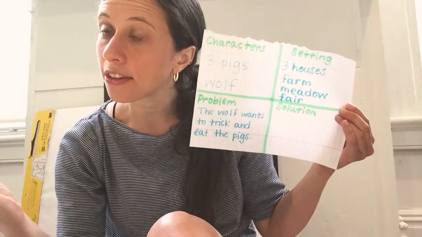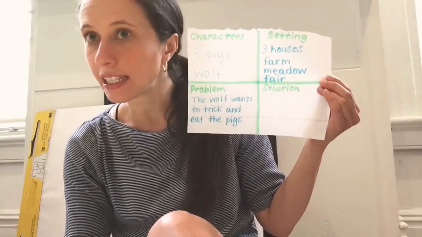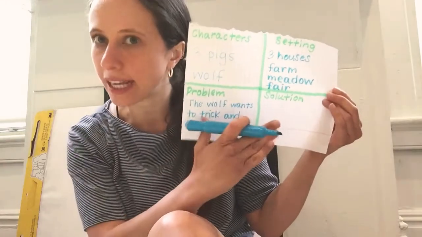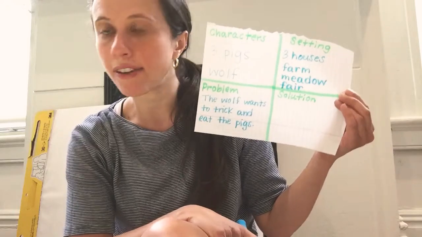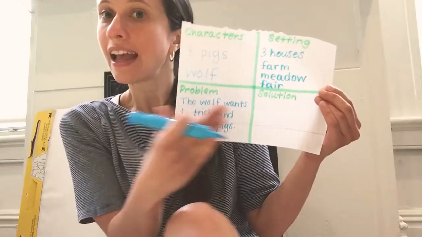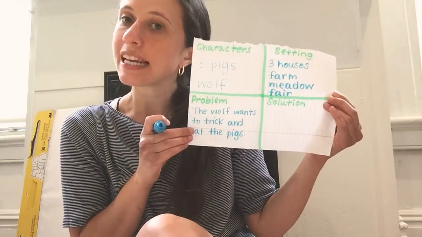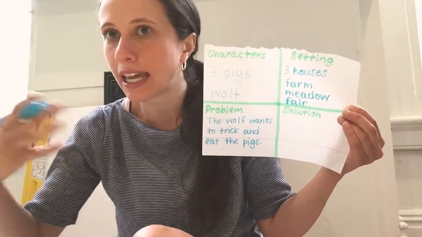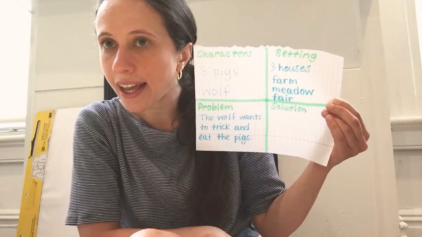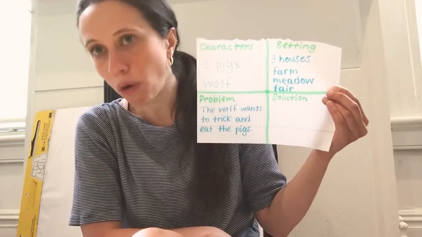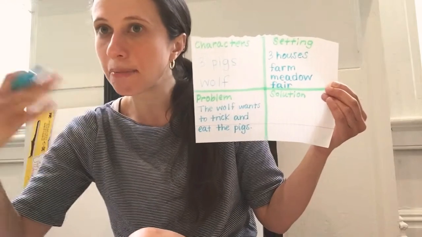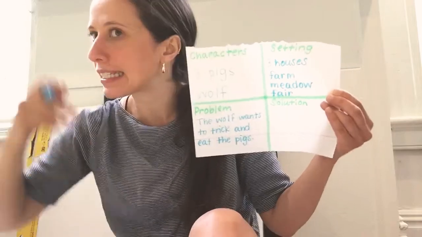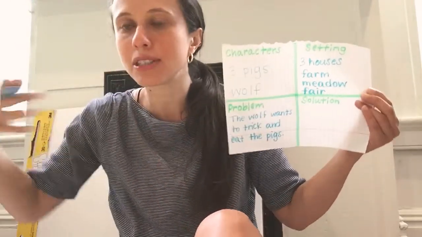So one way that the third pig solves the problem is by building his home out of what material? Good, he built his home out of bricks. So the wolf cannot huff and puff it down. It's sturdy and strong. And the other way that the pig solves the problem is by outsmarting the wolf. Even though the wolf kept trying to trick him again, the third pig outsmarted the wolf. Remember, he went into the butter churner. He made the fire so that when the wolf came down the chimney, the pig gobbled up the wolf.